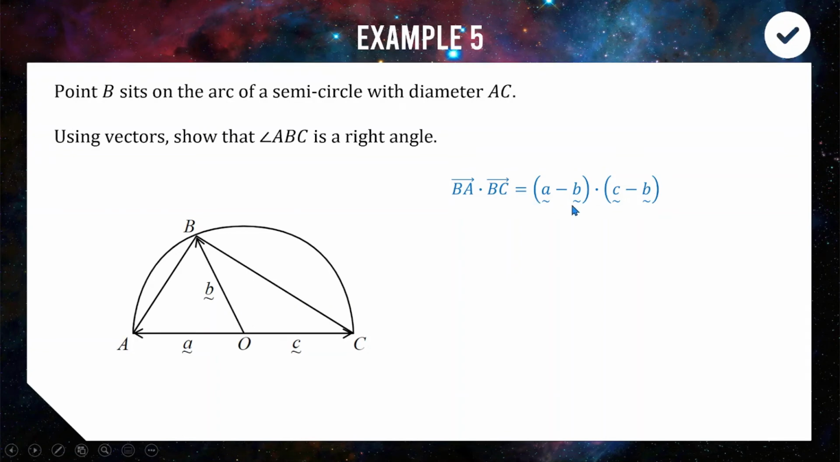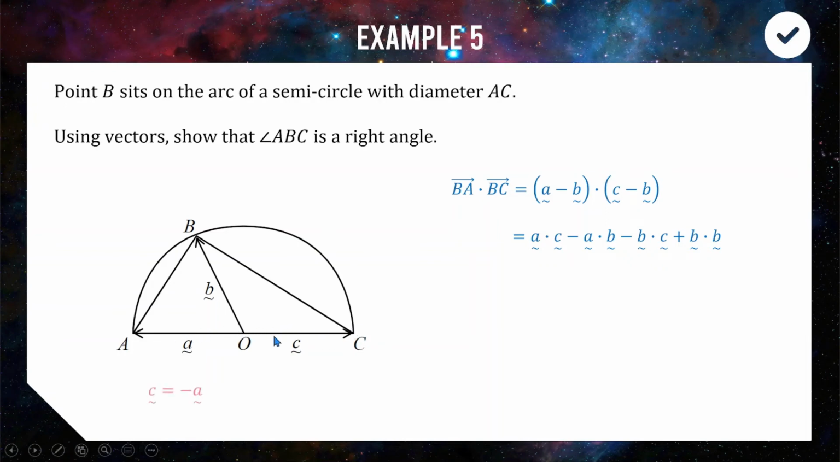Now, if we expand the right-hand side once again using a binomial expansion, we end up with A dot C, take away A dot B, take away B dot C, and then plus B dot B. All right, now a few facts we can use here is that, like I said, A and C are both radii, so they are the same vector, just in opposite directions.